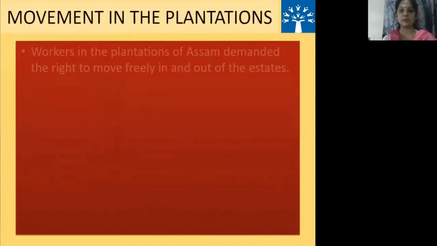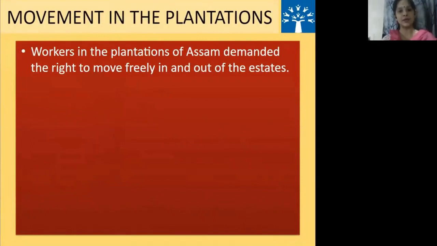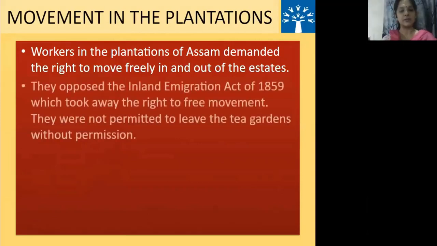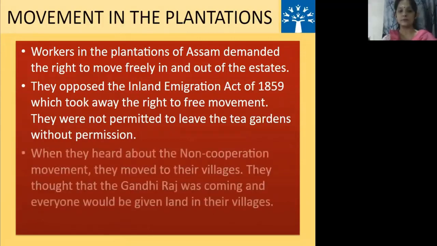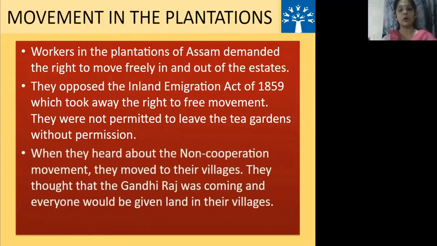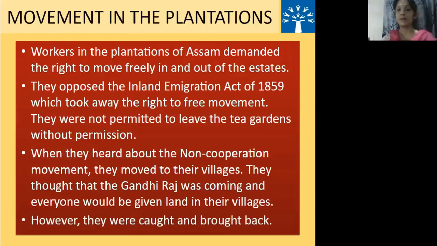Movement in the plantations. Workers in the plantations of Assam demanded the right to move freely in and out of the estates. They opposed the Inland Immigration Act of 1859, which took away the right to free movement. They were not permitted to leave the tea gardens without permission. When they heard about the non-cooperation movement, they moved to their villages. They thought that the Gandhi Raj was coming and everyone would be given land in their villages. However, they were caught and brought back.